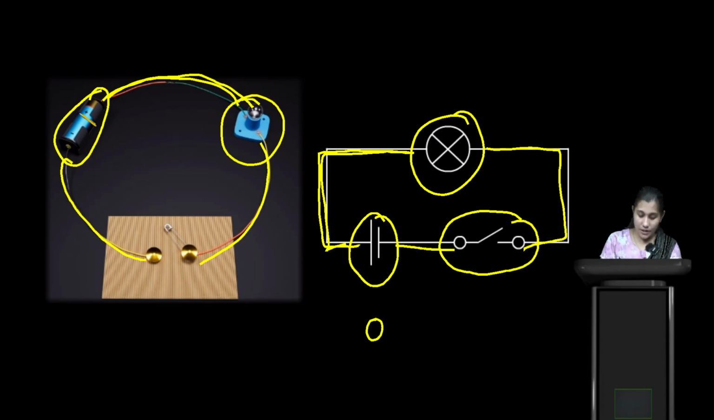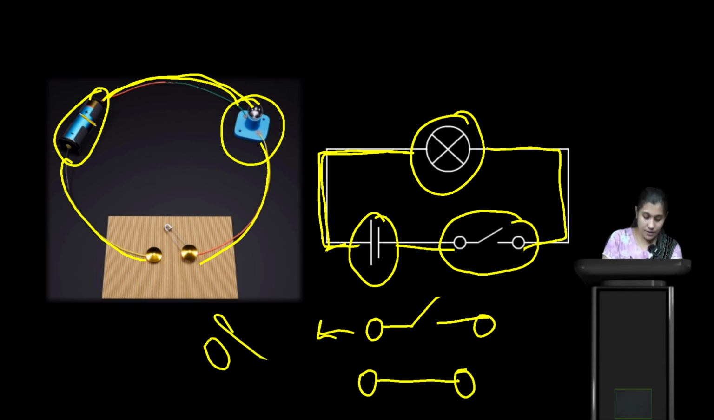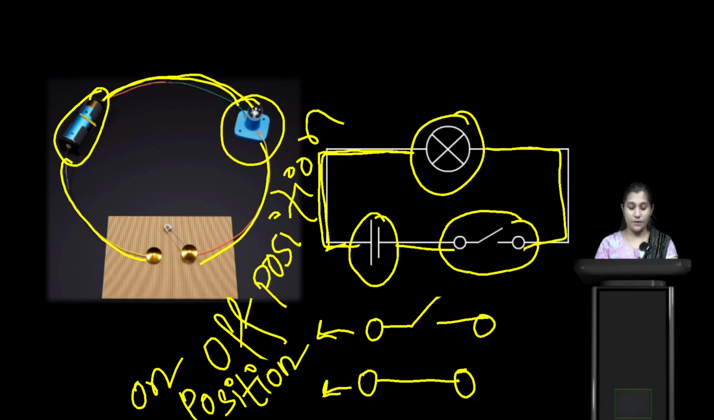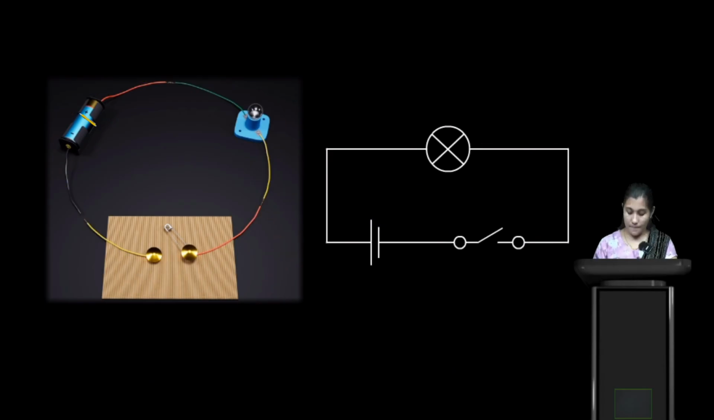So the off position we will denote the switch like this, and in the on position we will denote the switch like this. This one is for off position and this one is for on position. Okay.